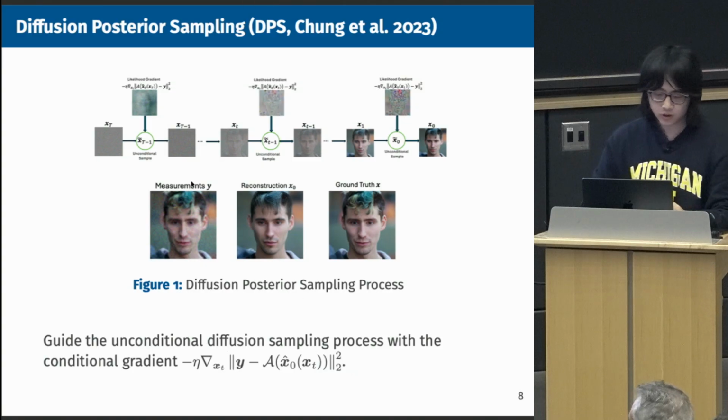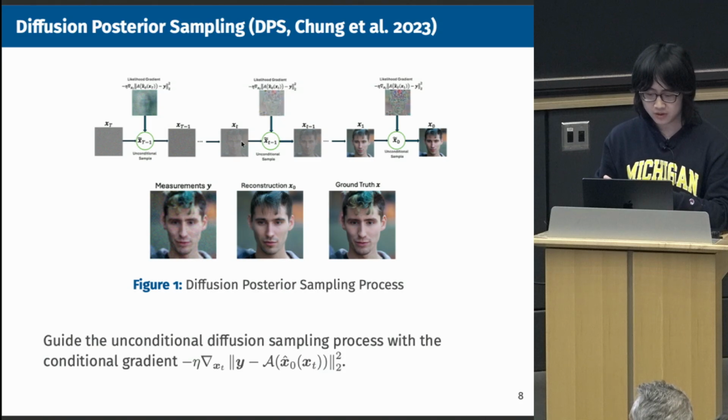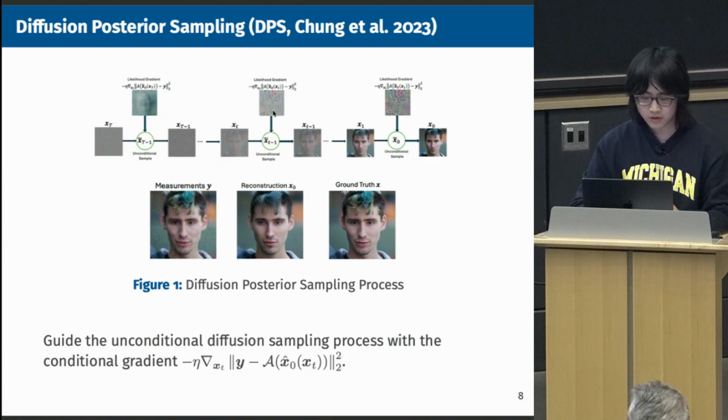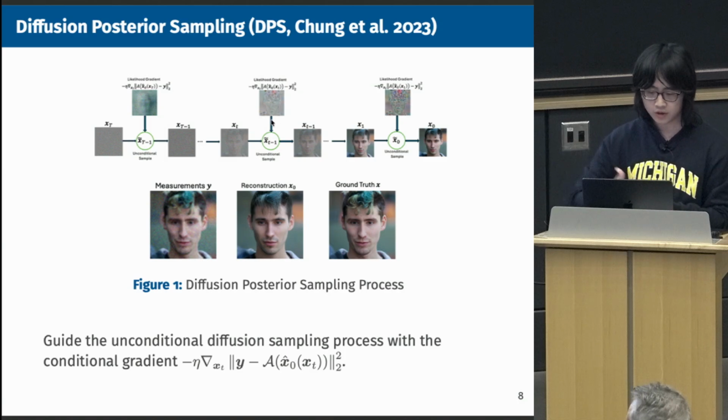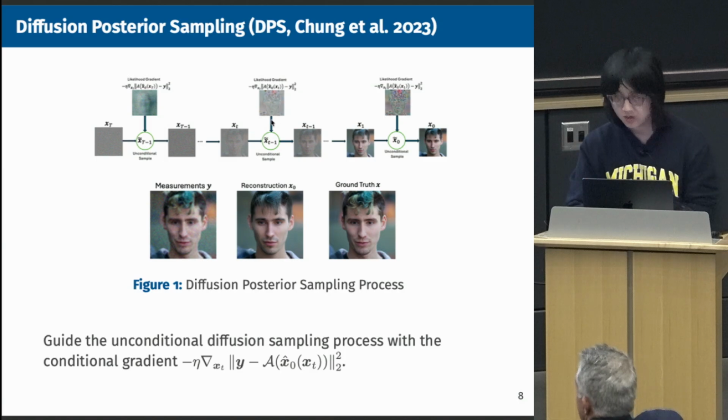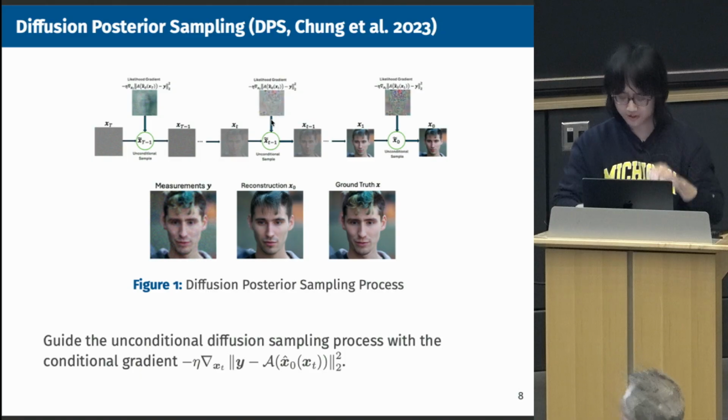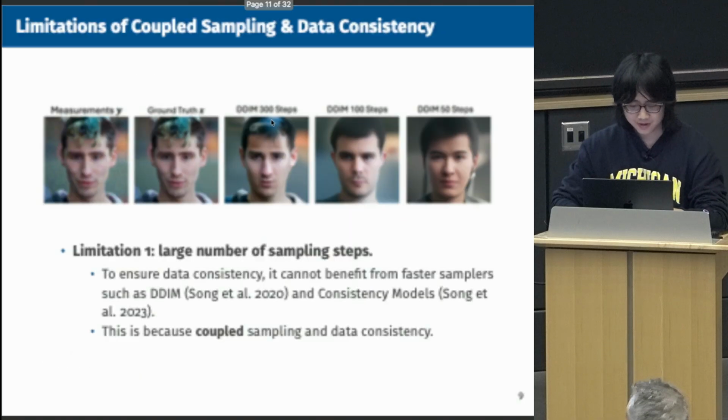So this is a framework. At every time step, you are pushing your current sample xt along two directions. The first direction is the unconditional score direction. And the second direction is the direction from the likelihood computation. And it works fine. It works very good.